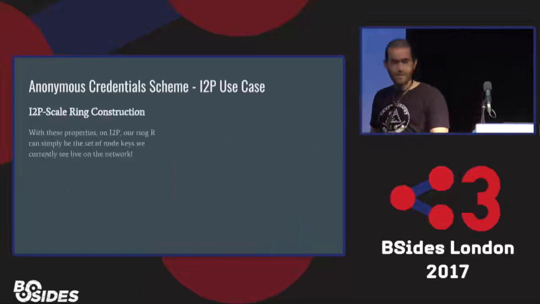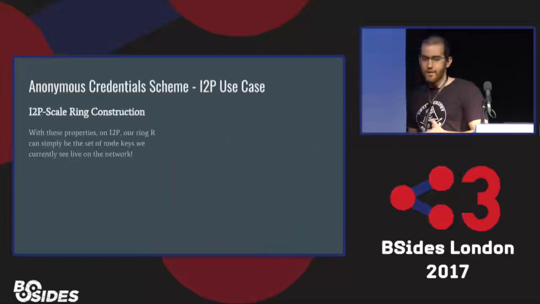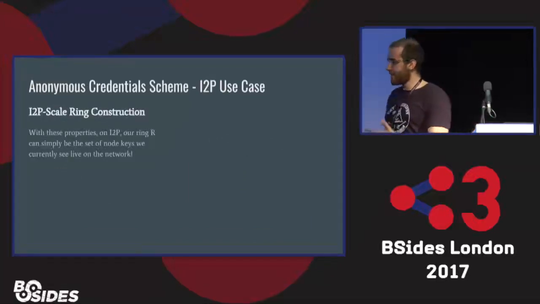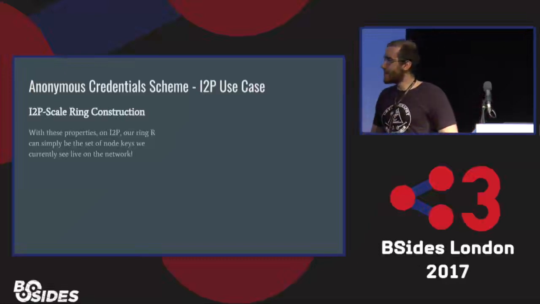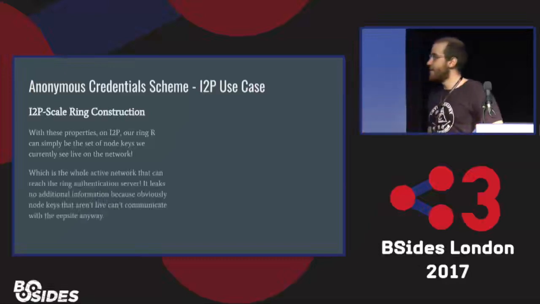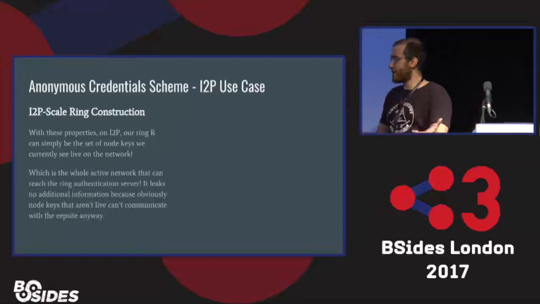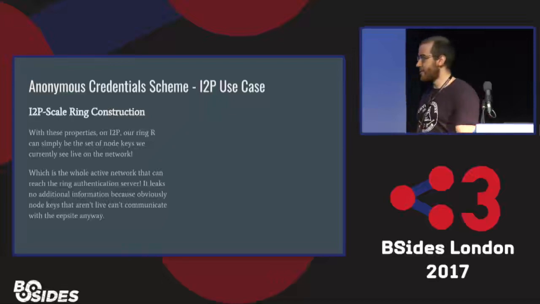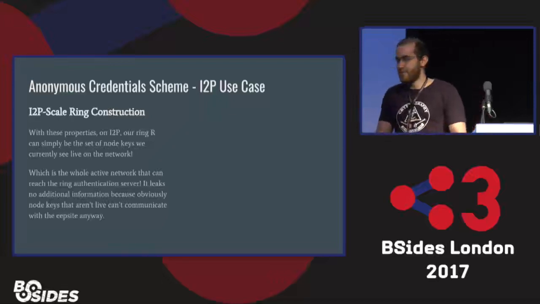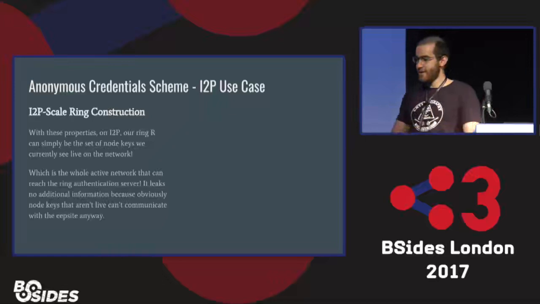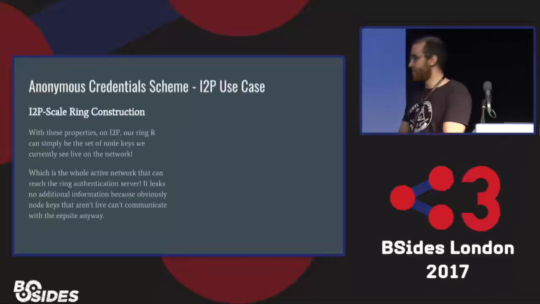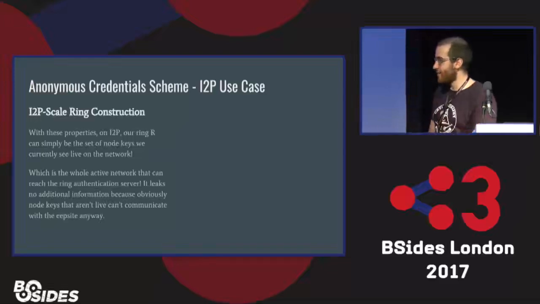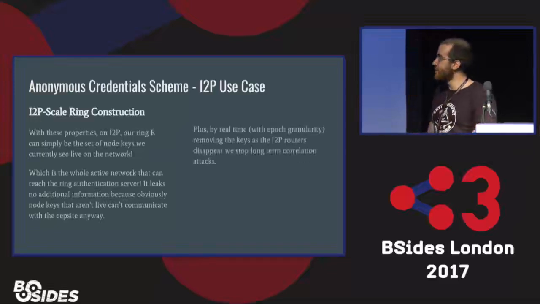So how can we extend our ring signature to the additional security that the underlying network provides? Our ring R can simply be the set of node keys we currently see live on the network. So it's the whole active network that can reach the ring authentication server. It leaks no additional information because obviously node keys that aren't live on the network can't communicate with the eepsite anyway. If you were scanning the network and keeping track of it, you would get no more information. We leak exactly the same amount of information as the underlying peer-to-peer network.